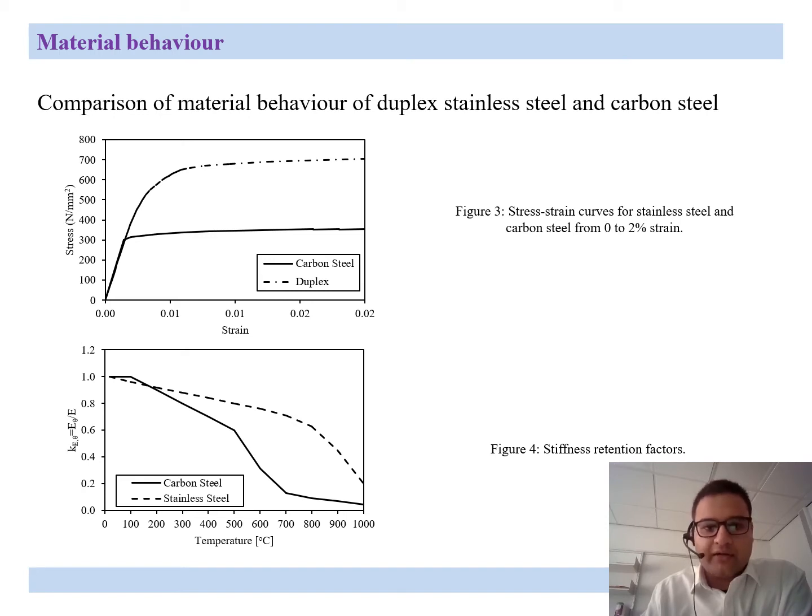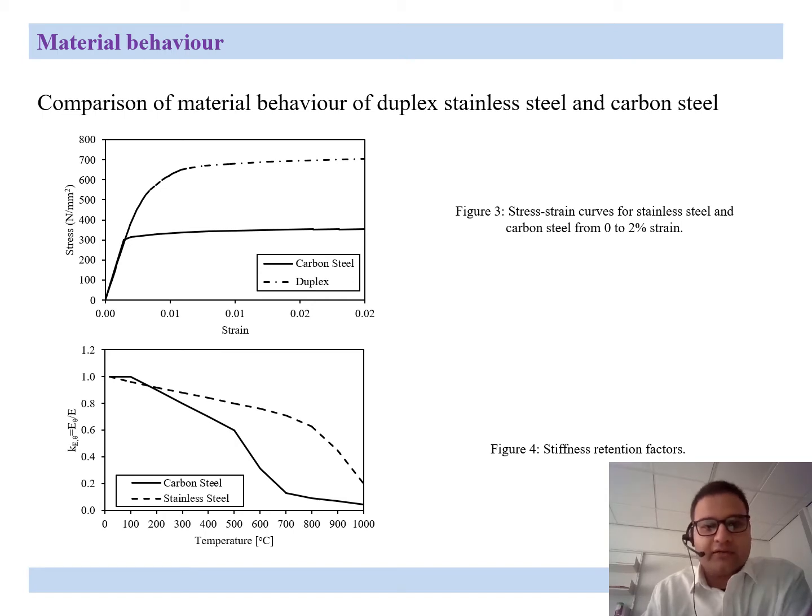So if we look at figure 3, we can see that the Young's modulus and yield strength of stainless steel are broadly similar, but the form of the stress strain curve is fundamentally different. Carbon steel has a sharply defined yield point, followed by a yield plateau, and then strain hardening later on, whereas stainless steel exhibits a much more rounded stress strain response without significant strain hardening.